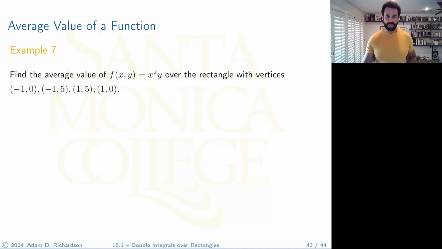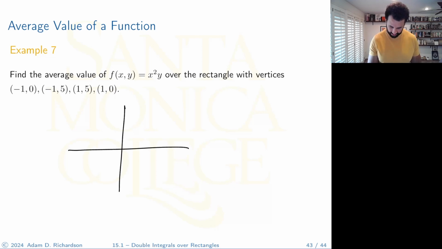Nice. Okay, here we go. If we want to find the average value of a function over some rectangle, we need the area of the rectangle first and foremost. So we need to find the area of this. In this case, it can help to draw a quick sketch of it. I don't have one on my slides, but it's not too hard to sketch. I'll just do a very rough sketch. Okay, (-1, 0), so there's one. (-1, 5), (1, 5), and then (1, 0). So here is the rectangle that we're integrating over.